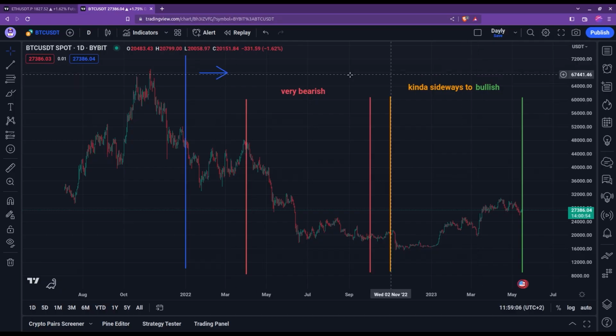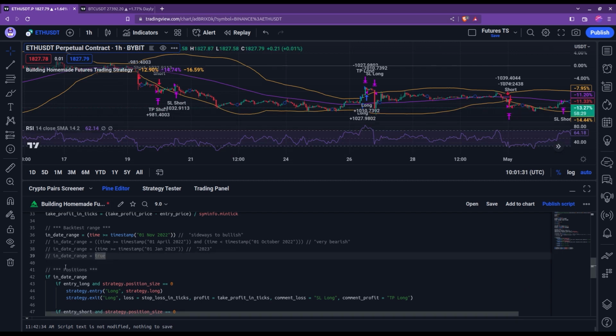But we should at least check what this strategy does with different market trends. So far, we've been backtesting over this whole range, so since the beginning of 2022 until today. But really, what is often difficult to handle for trending strategies is those sideways markets. So let's check what this strategy does over this range, which I've entitled sideways to bullish. So we're going to come back to our strategy, and you can see that I've added this little piece of code that allows me to select the backtest range. So I've picked this sideways to bullish, and we'll check what we get.